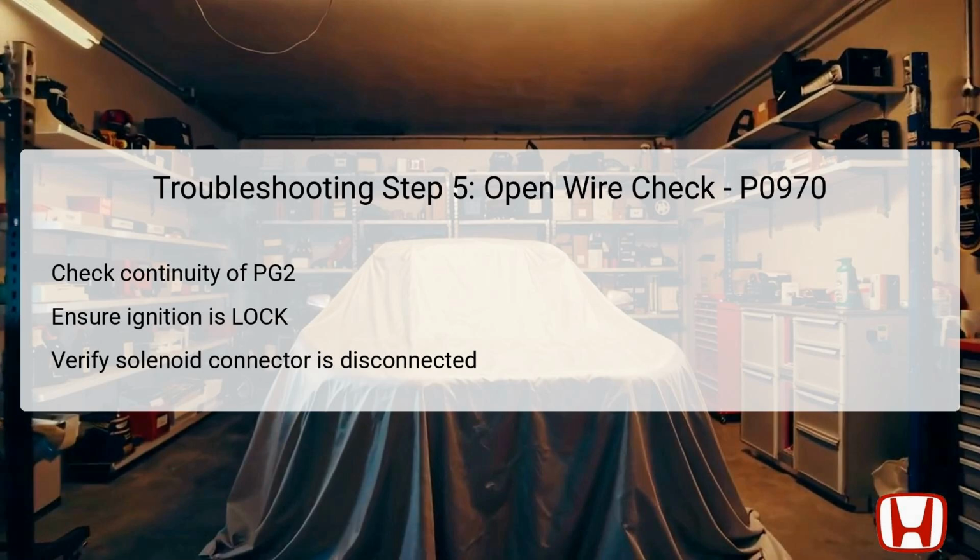If continuity is confirmed, it signifies that the PG2 wiring is intact, and one can move on to the next troubleshooting step. However, if there is no continuity, it indicates an open circuit in the wiring, which needs to be repaired, particularly focusing on the connection between the solenoid and ground, G101.